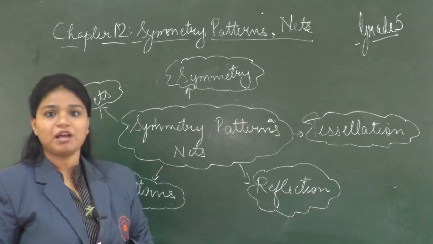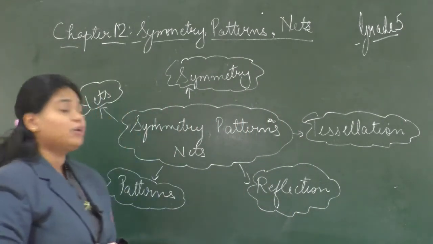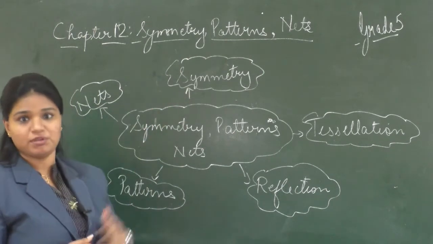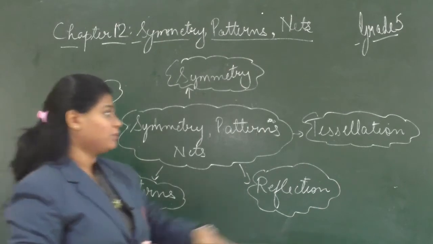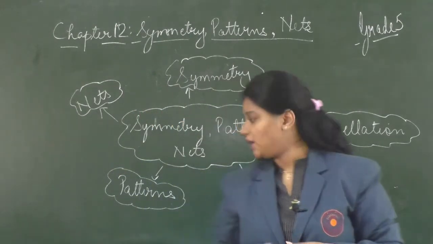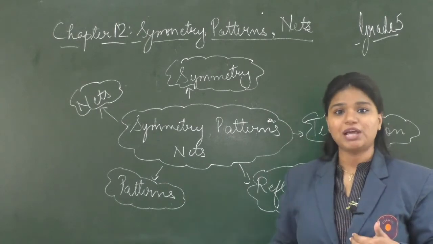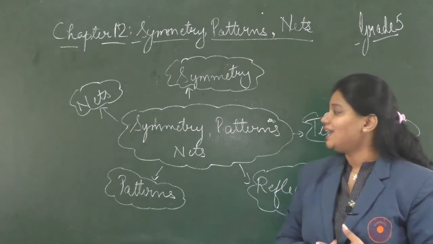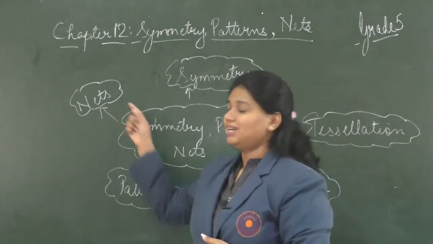So, this is the mind map for today's class. We will start by learning about the term symmetry and the types of symmetry. Then we will learn about tessellation and reflection. Further, we will learn about patterns and two types of patterns, that are patterns in nature and patterns in numbers. Lastly, we will learn about nets.